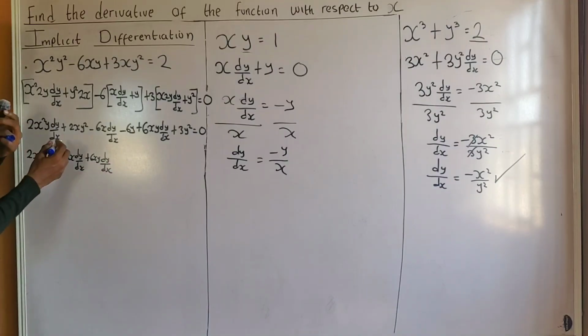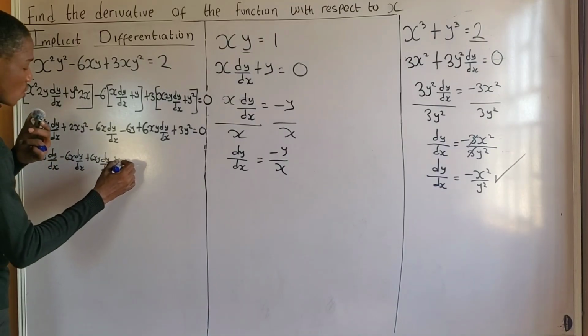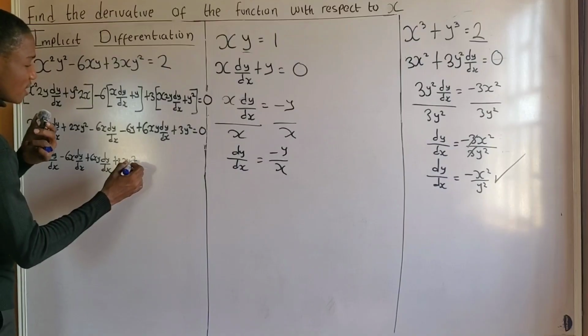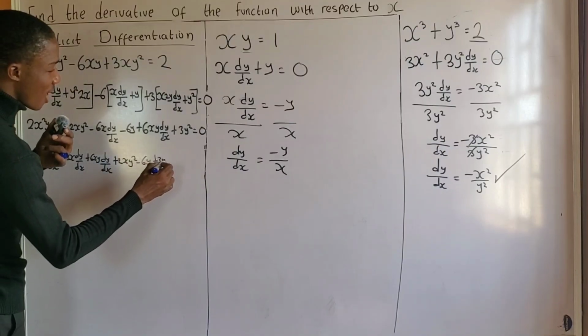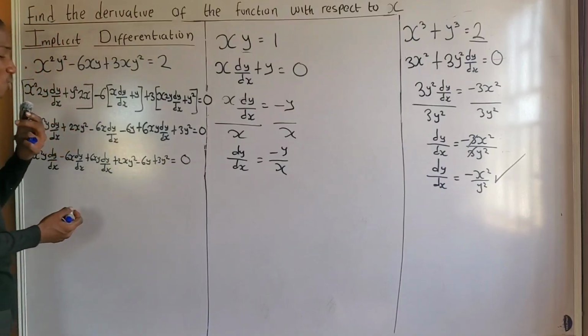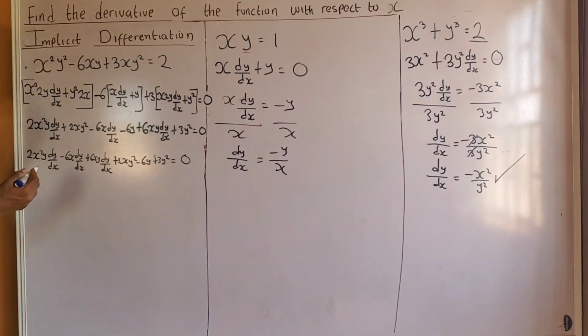Okay, I'm done with that. Then I'm going to have plus 2xy squared, minus 6y plus 3y squared equals 0. What I did was that the terms that are attached to dy/dx, I separate them. Do you understand? And the reason is because I want to factorize out dy/dx.